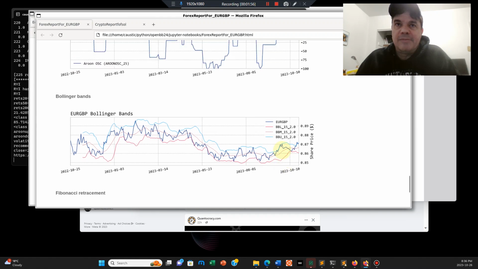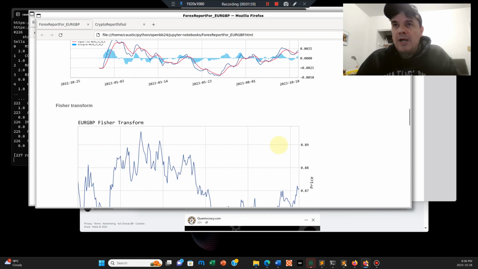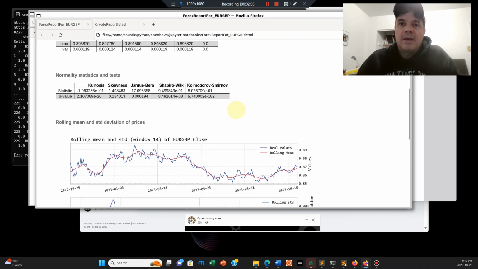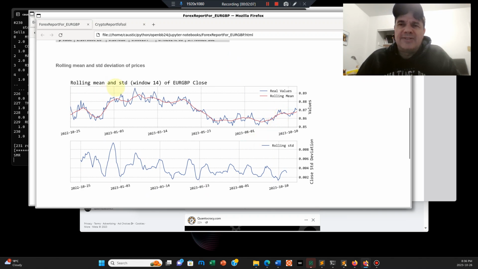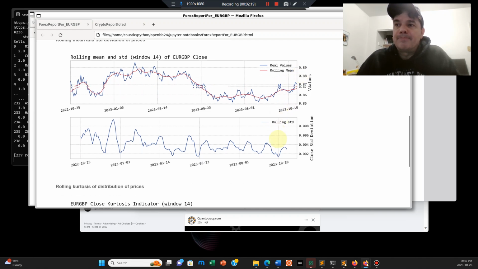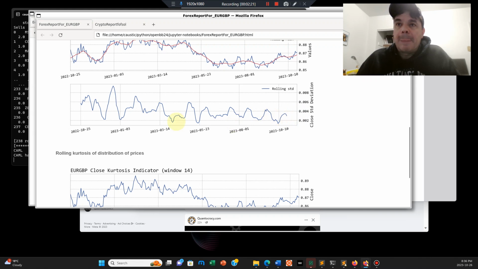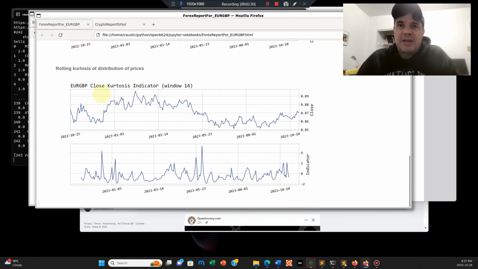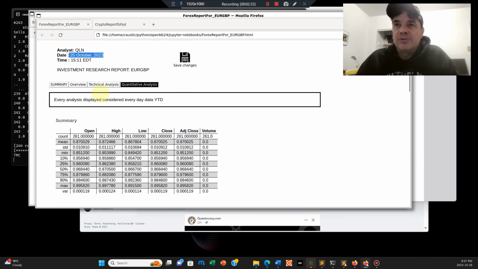All the other ones are fine with the Fibonacci, Bollinger, and whatever else you want. On top of that, we have the quant analysis techniques. There's a rolling mean and standard deviation, which is useful as well, where everything under one is normal for the standard deviation and all that fun stuff. And once it goes over that, I believe you have an extreme volatile situation. Kurtosis, I don't really pay attention to, but some people do. So it's there. So that is any Forex pair I can do.